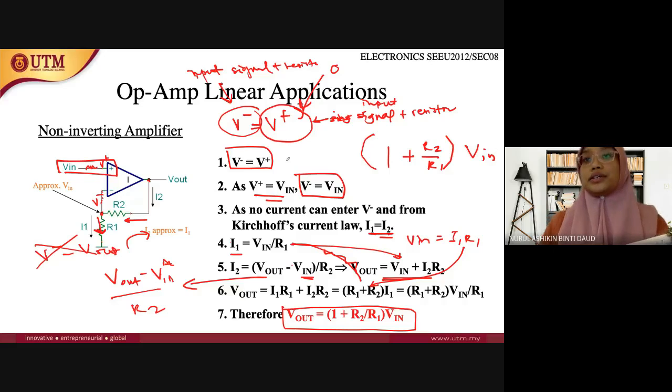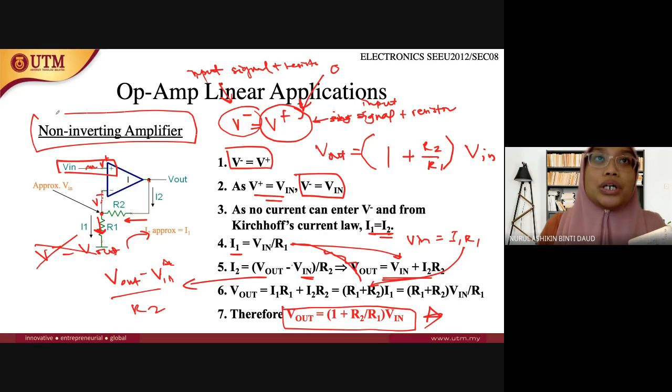Okay, for V out, for non-inverting, these are always the formula. This formula will not be given during your test. During your final exam, they will not give you this formula. But this formula can be derived from this circuit. Once you understand the flow of this circuit, you can always get this formula straight away. So it is very important for you to know the very basics of how to read this circuit.